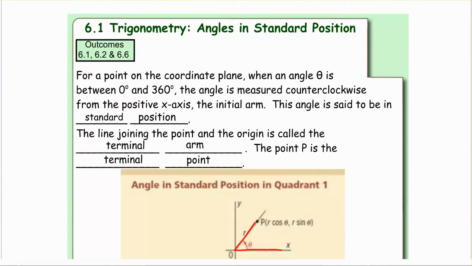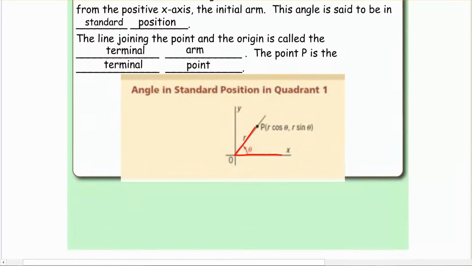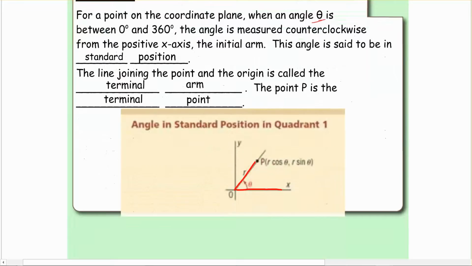A bit of terminology first, so we know what we're talking about. For a point on the coordinate plane, when an angle theta is between 0 and 360 degrees, the angle is measured counterclockwise. So if we're talking about any angle in standard position, we're talking about the angle counterclockwise from the positive x-axis. That's the positive part of the x-axis.